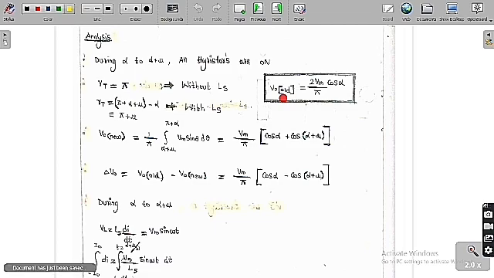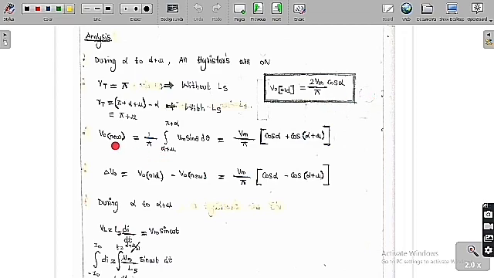The old value, meaning without source inductance, is 2Vm by pi into cos alpha. From first principles, it is 1 by 2 pi, 2 times the integration from alpha to pi plus alpha of Vm sin theta d theta. If you do this, we get 2Vm by pi into cos alpha.